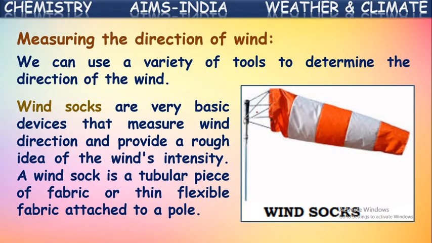Of course, if the wind is moving very slowly, it may come down like this. If the wind is moving very fast, it will move like this in the direction of the wind. So in this way, not only the direction of wind, we can also measure the wind's intensity. The speed of the wind can also be measured by using these wind socks. A wind sock is a simple device made up of a tubular piece of fabric, and it is also made with a thin flexible fabric.